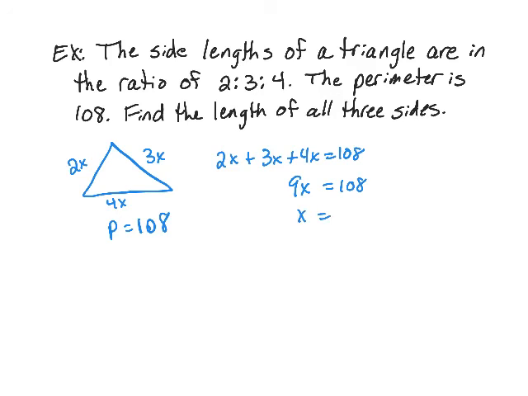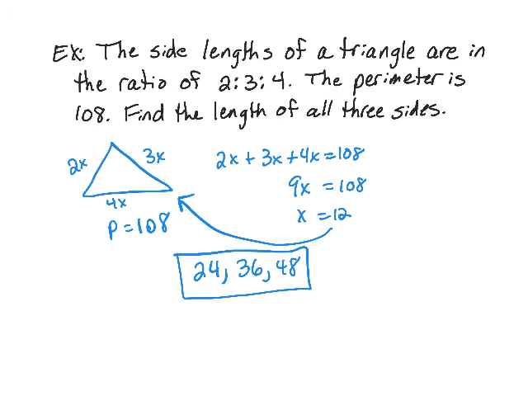And x is 12. Now I want to find the length of all 3 sides, so we take our 12 and we go back and substitute it in. So 12 times 2 is 24. 12 times 3 is 36. 12 times 4 is 48. And if you add those up, they should all add up to 108. So those are several different types of examples that you'll be expected to do in your homework, all using similarity and ratios.